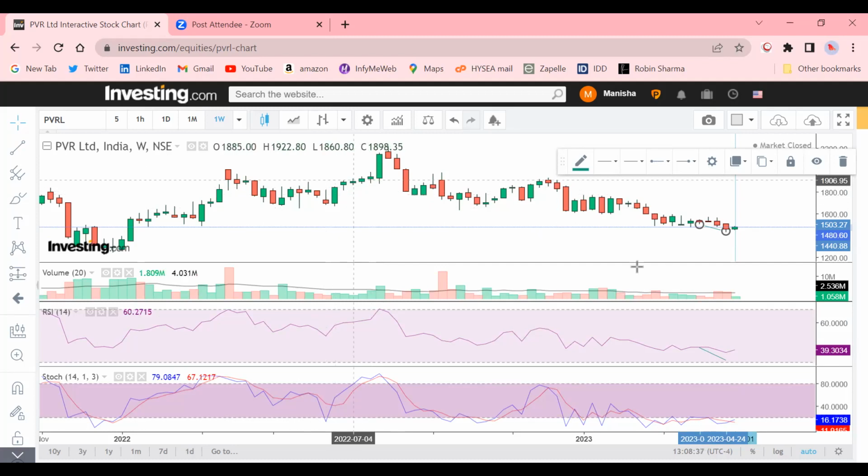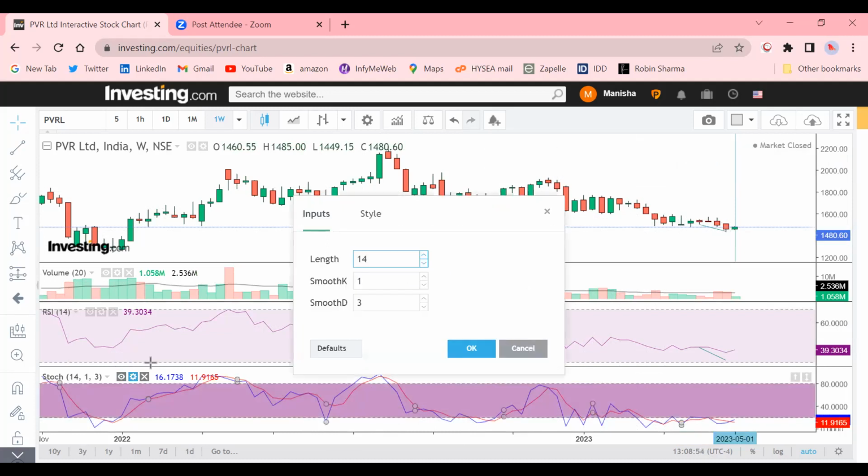So here, first of all, you can change the stochastic. Go to the settings and change the smoothness from one to three. Stochastic, at the bottom, next, settings, format and smooth. Just change from one to three. You can remove one and make it three, or just move it up.